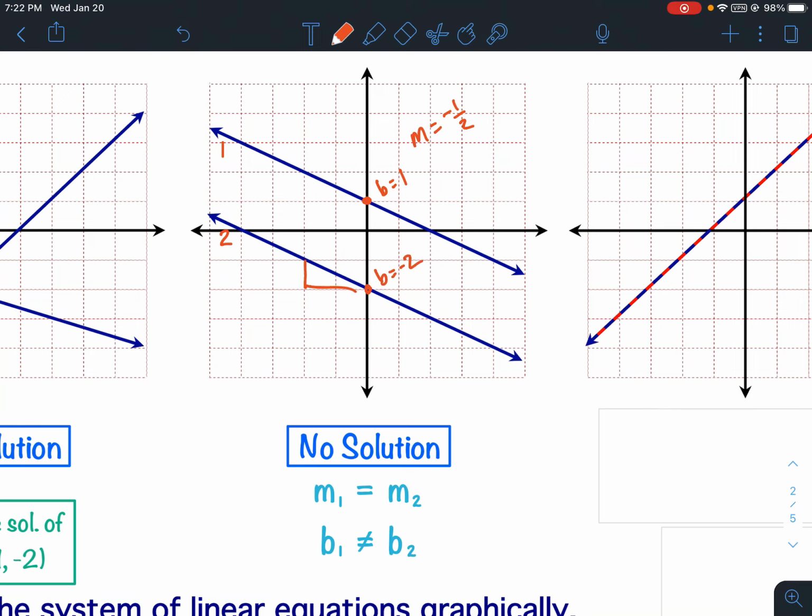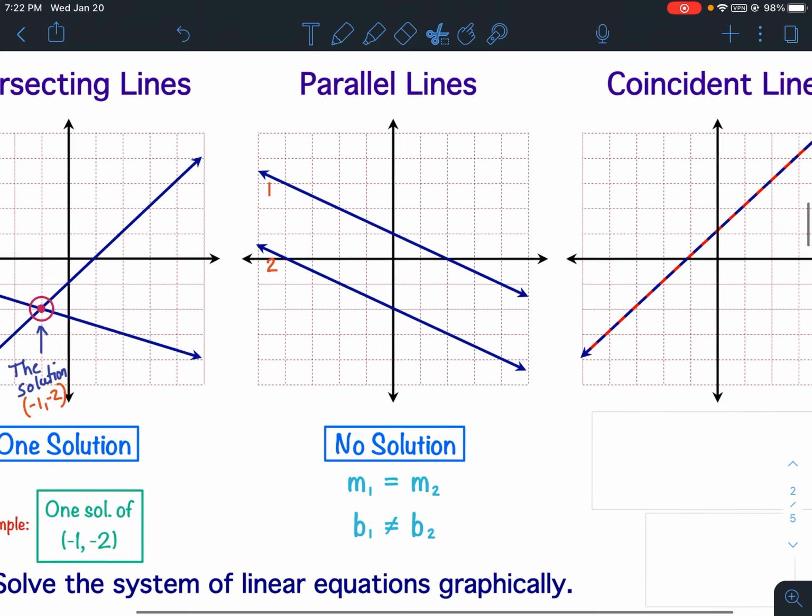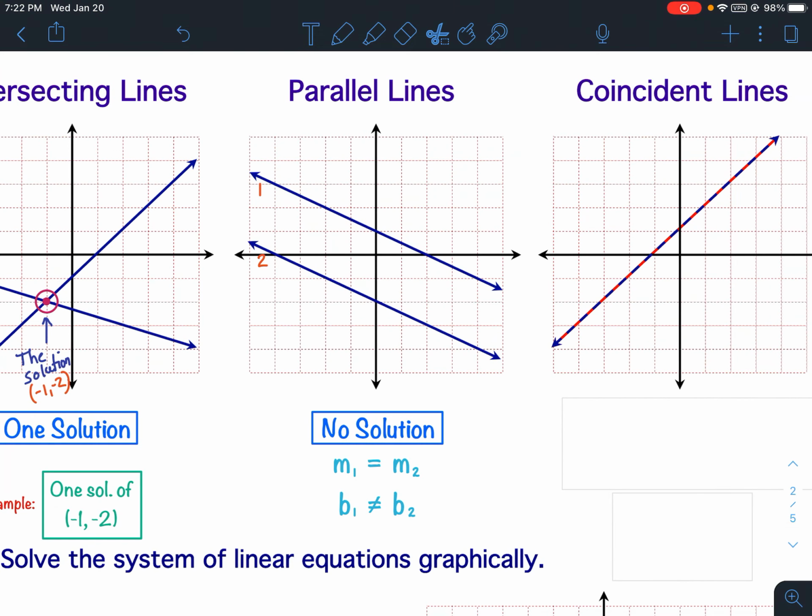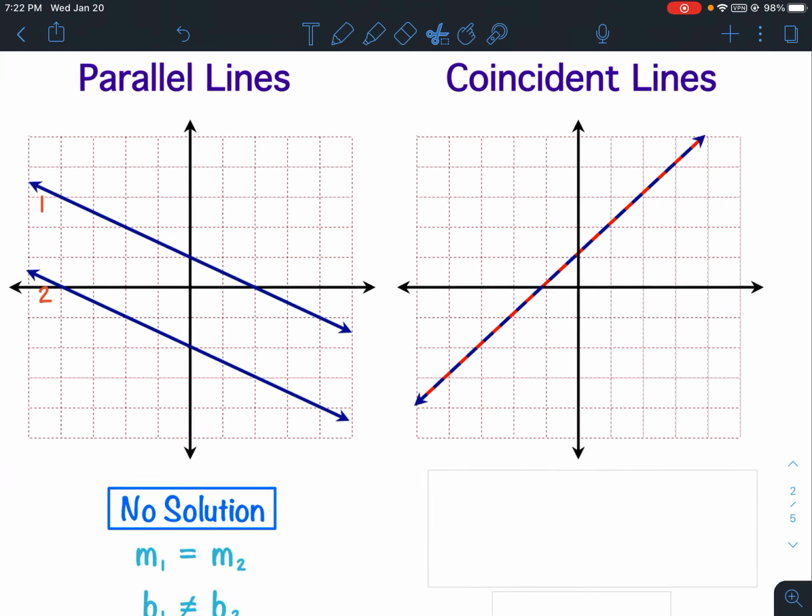This slope is negative 1/2. So they share the same slope, but different y-intercepts. Parallel lines have no solution. They all have the same slope, but different y-intercepts.